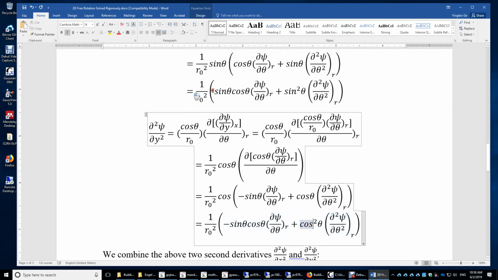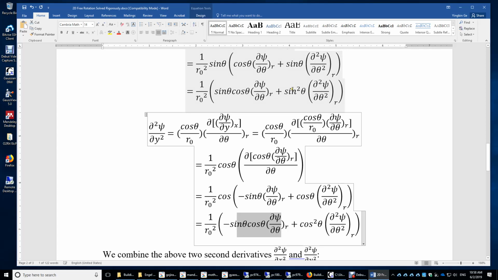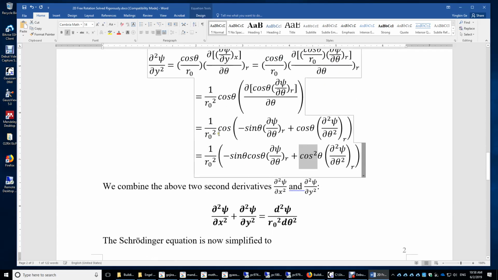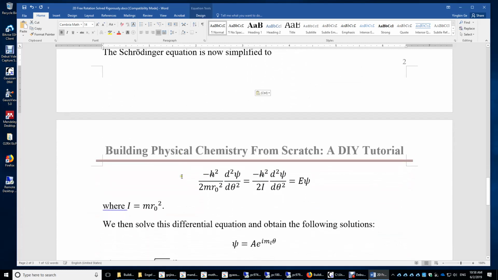And then we need to sum up this term and this term. Remember, the kinetic energy operator consists of the x direction and the y direction. So we sum this and this. Fortunately, this part and this part, they cancel. And this part and this part, you see sine theta squared plus cosine theta squared, which is just 1. So in the end, if you sum it up, this equals simply the second derivative of psi with respect to theta divided by r0 squared. And then the Schrodinger equation is simplified to this.